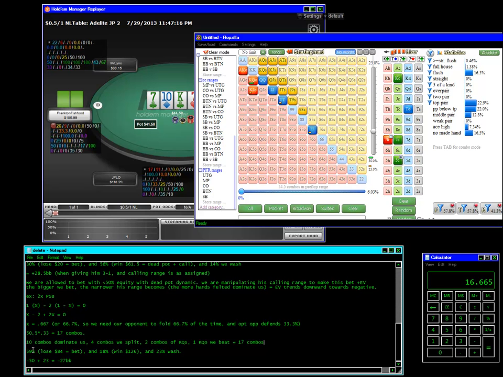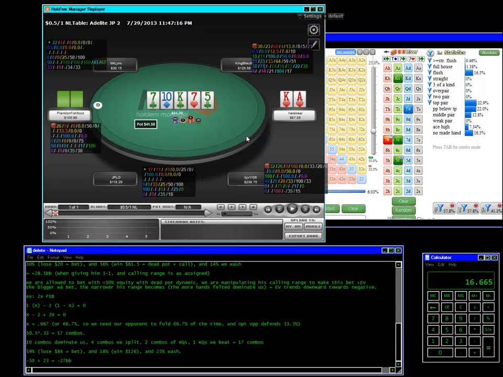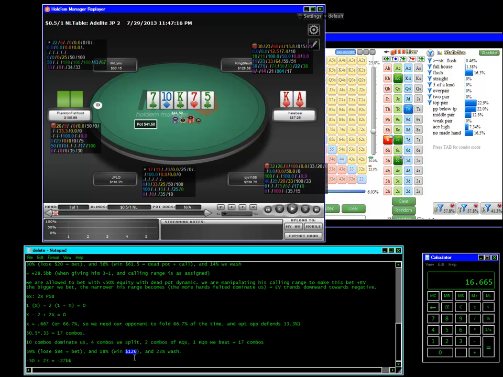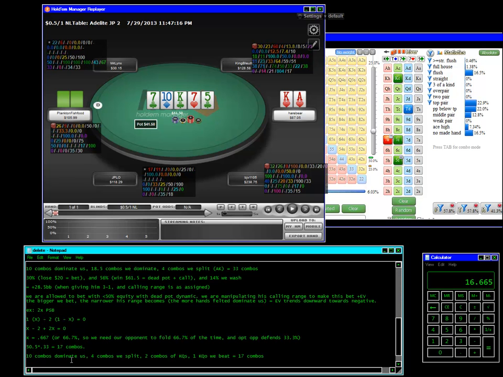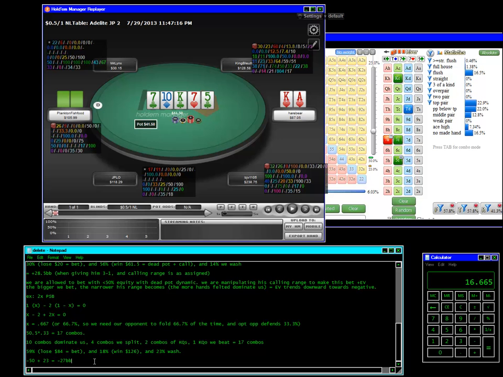So 59% of the time we expect to lose an $84 bet here. 18% of the time we expect to win the dead pot and the call, which will be $126. And 23% of the time against the ace king we wash. And then run some quick calculations, just as we did before, and we'll see that we should net negative 27 big blinds on average here.